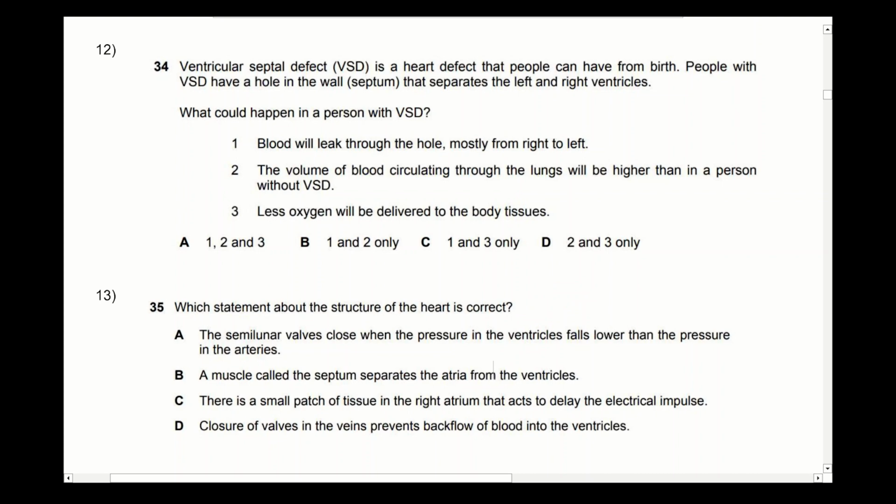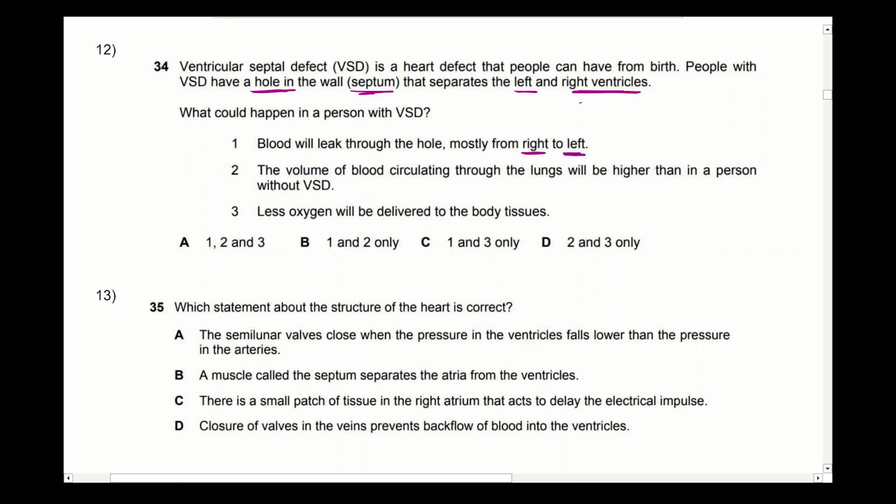Ventricular septal defect is a heart defect that people can have from birth. People with VSD have a hole in the septum that separates the left and right ventricles. What could happen in a person with VSD? So here, it's a hole in the septum that separates the left and the right ventricles. Therefore, blood could move right and left. Now, let's see the suggestions that we have here. 1. Blood will leak through the hole, mostly from right to left.